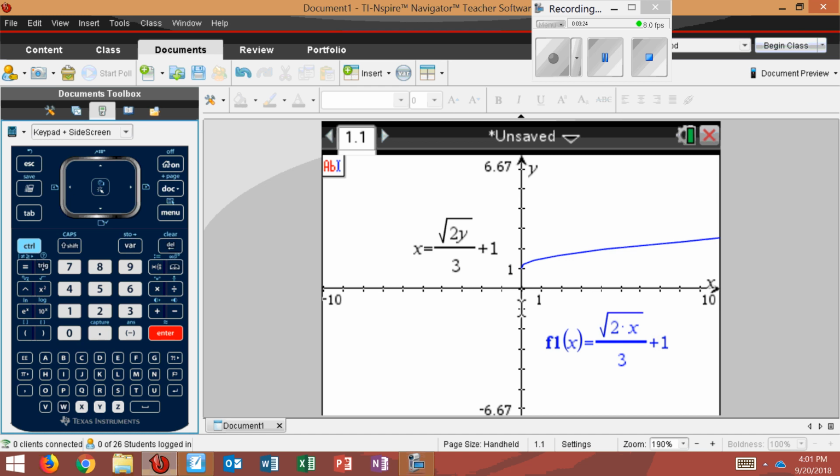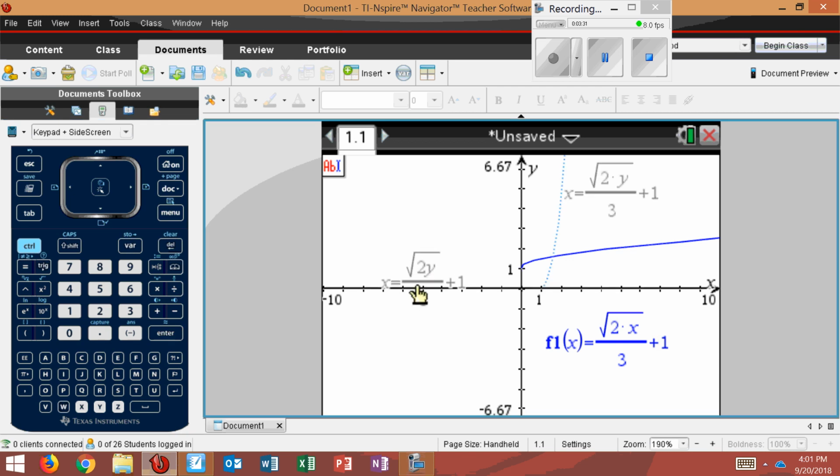This is the x equals technique, basically. Instead of saying f1 of y, this represents f1. I just typed in the whole thing, and I drag it to the axis, and there it graphs it. That's the answer I'm looking for. Notice the domain is restricted from 1 to infinity.